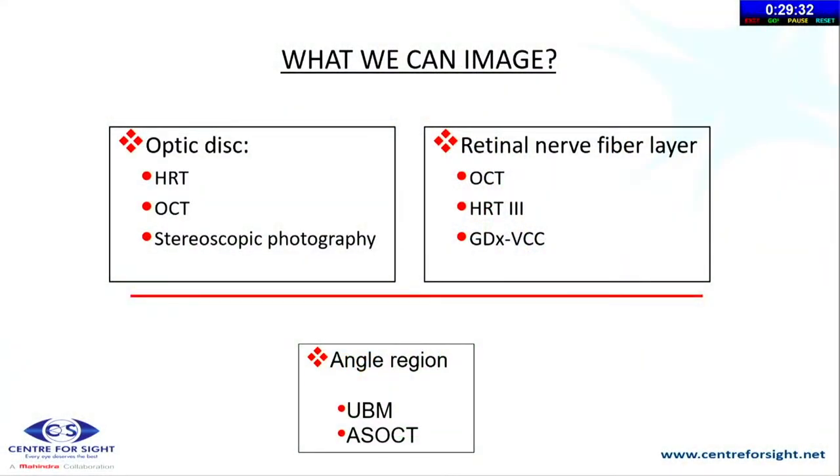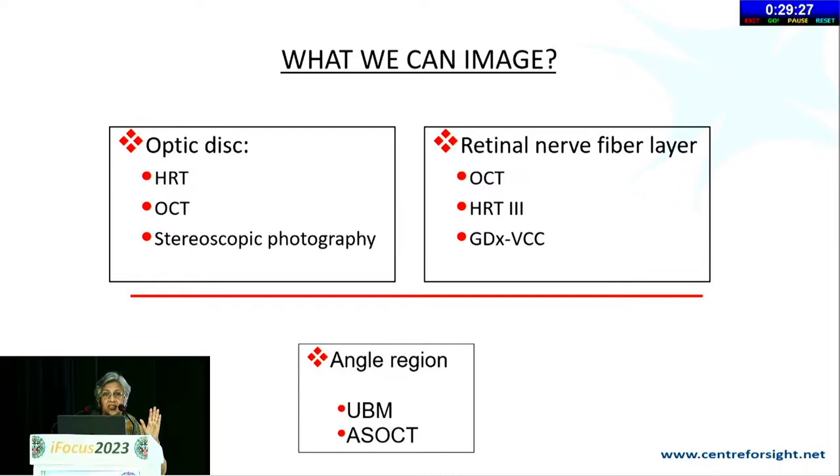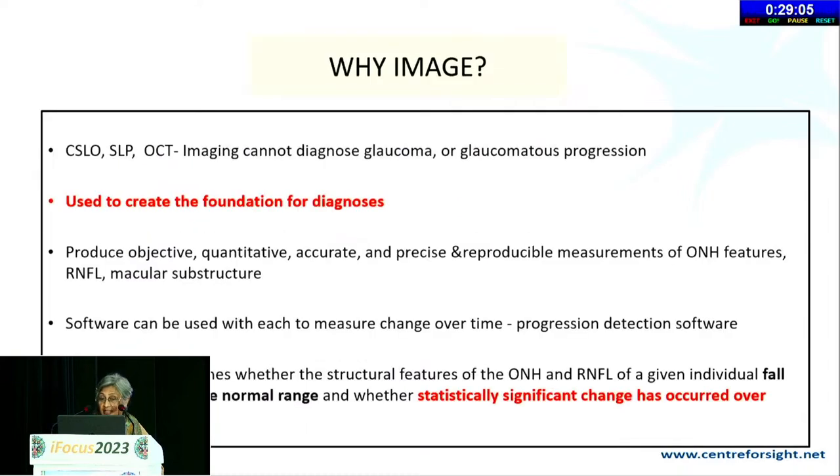So the first thing is, what are we going to image? See, we can image the optic disc, the retinal nerve fiber layer, and the angle. What can we image the optic disc with? The HRT. And the OCT, also simple, stereoscopic photography. Let's not also forget, we can also draw. Retinal nerve fiber layer, you can do it by the optical coherence tomography, HRT3, and also the GDX-VCC. Unfortunately, GDX-VCC is no longer being used to that extent. Angle region, yes, you can do it by the ultrasound biomicroscopy as well as by the ACE-OCT.